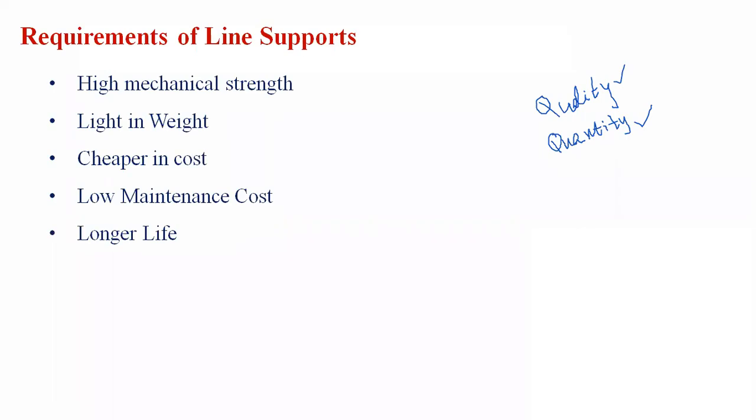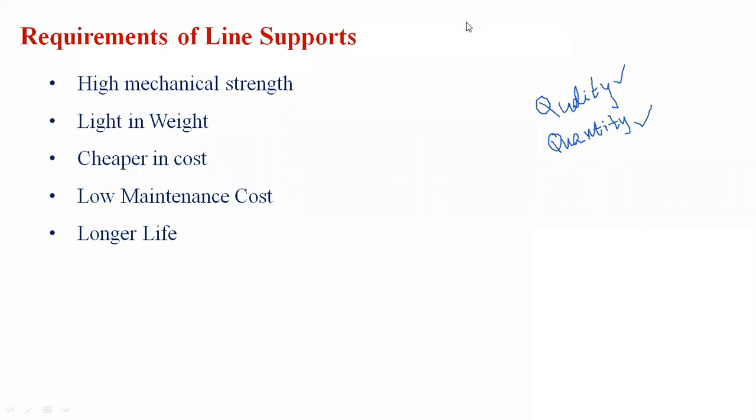It should also look good in shape, and be easily accessible for painting and erection of line conductors. At the time of installation, the supporting structure should be easily accessible, whether RCC poles or towers. For steel towers, we need to apply paint once every 5 years or 10 years. Once corrosion forms in the tower, the lifetime is reduced. These are the various requirements of line supports.